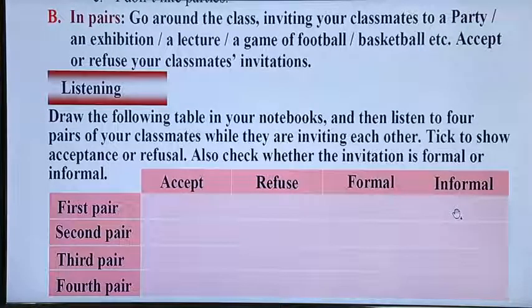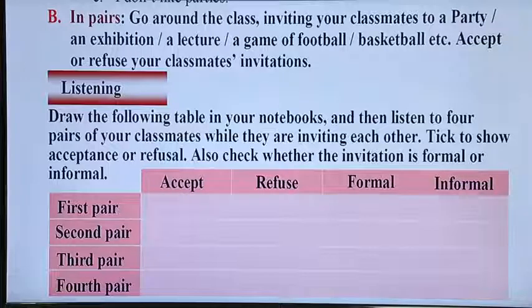Ready? Number 1. Would you like to join me for dinner tomorrow? Thank you. I'd love to.